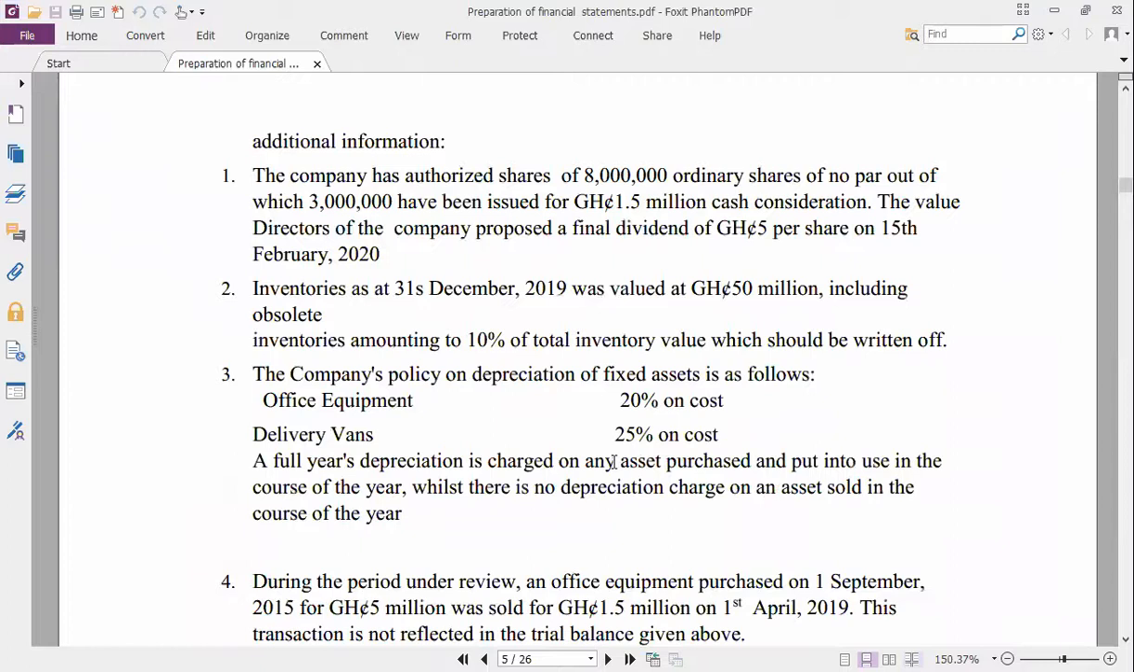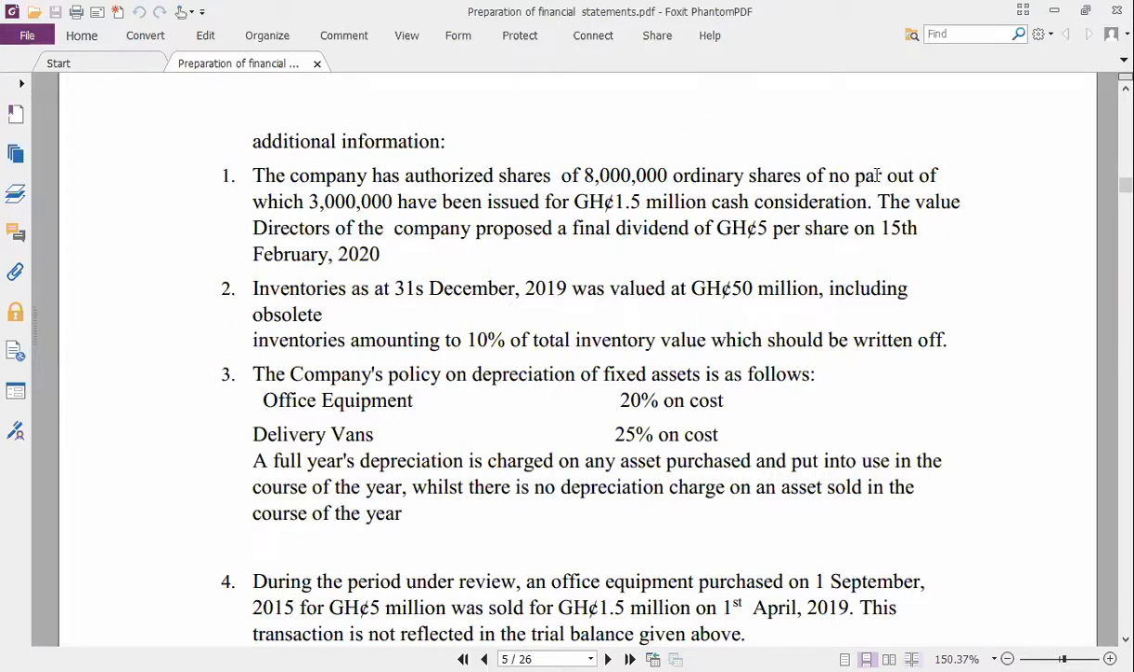Additional information, note 1. So the trial balance, the first time you are reading it fast. You are going to identify what item will it affect and what item it will not affect. Perfect. So that's what you are going to identify. Which item will affect, which item it will not affect. So let's start with note 1. It says that the company has authorized shares of 8 million ordinary shares of no par value.